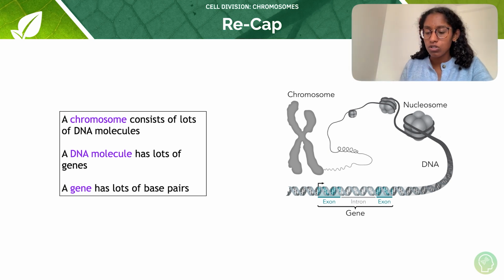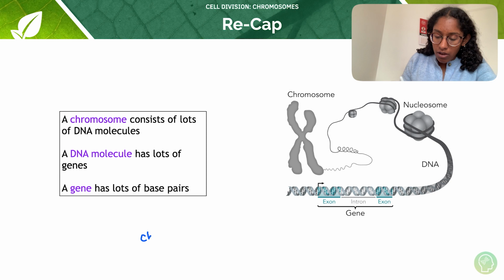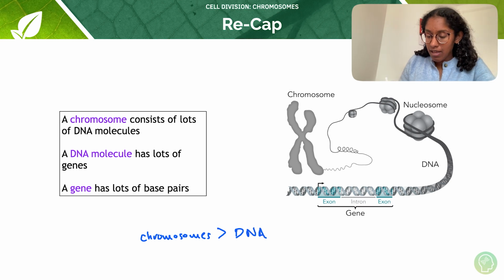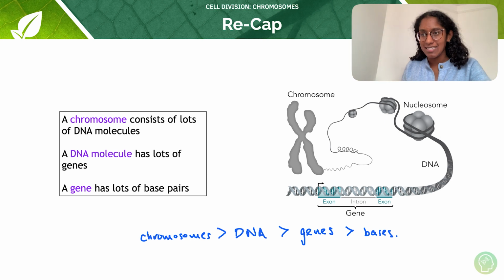It's one long strand of DNA molecules. Now, a DNA molecule has lots of genes, and a gene is made up of base pairs. So from largest to smallest, it goes chromosomes, which is a lot of DNA, and DNA is composed of a lot of genes. And genes are composed of a lot of bases. So you can see that our DNA is really tightly wound up into this chromosomal structure, and a section of DNA is known as a gene.